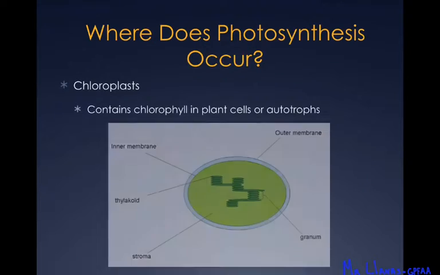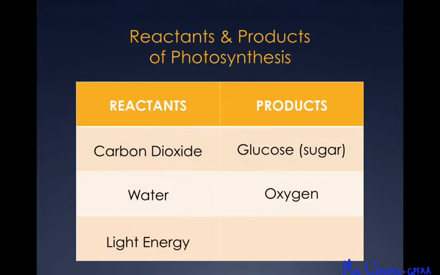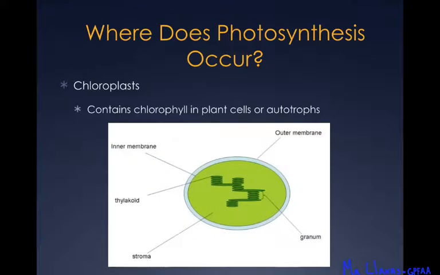Now, this process happens in the chloroplast. We talked about the chloroplast, and the chloroplast is green because it has chlorophyll, that's the pigment that's there. Now, inside the chloroplast are structures called thylakoids. These are the pancake structures that you see here. Okay, those are the thylakoids, and that's where photosynthesis actually happens.